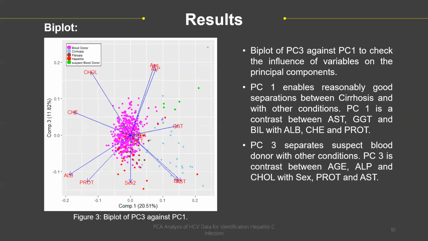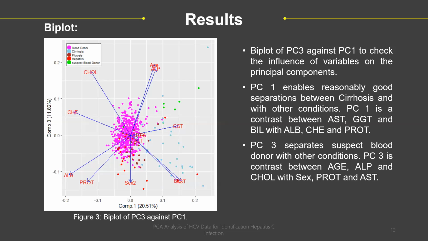All right. Next, we plotted a biplot. This biplot is to check the influence of each variable on the principal components. Based on principal component 3 and principal component 1, we observed that the people with cirrhosis are mainly concentrated on the positive side of principal component 1. And principal component 1 is actually a separation between AST, GGT, and BIL versus ALB, CHE, and PROT.